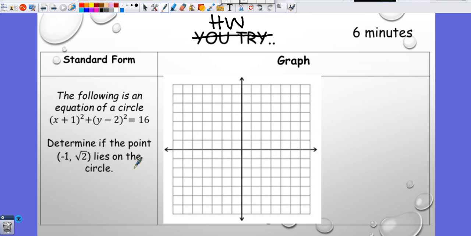Okay, so here's the question that it gave us. The equation says the following is an equation of a circle. Determine if the point -1, square root of 2 lies on the circle. So we need to determine whether this point fits on this circle.